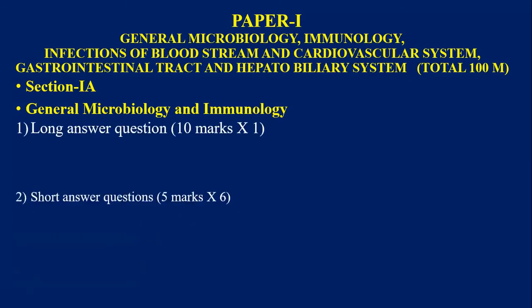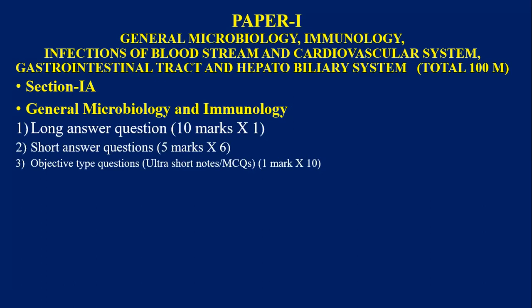Section 1A has a long answer question, which carries 10 marks. We have only one such question, that is 10 marks. Short answer questions, we have 6, each carries 5 marks, 6 into 5, that is 30. So 10 into 1, 10 marks. Then objective type questions, that is maybe ultra short notes or MCQs, each carries 1 mark, that is 10 marks. So section 1A carries 50 marks, from general microbiology and immunology.